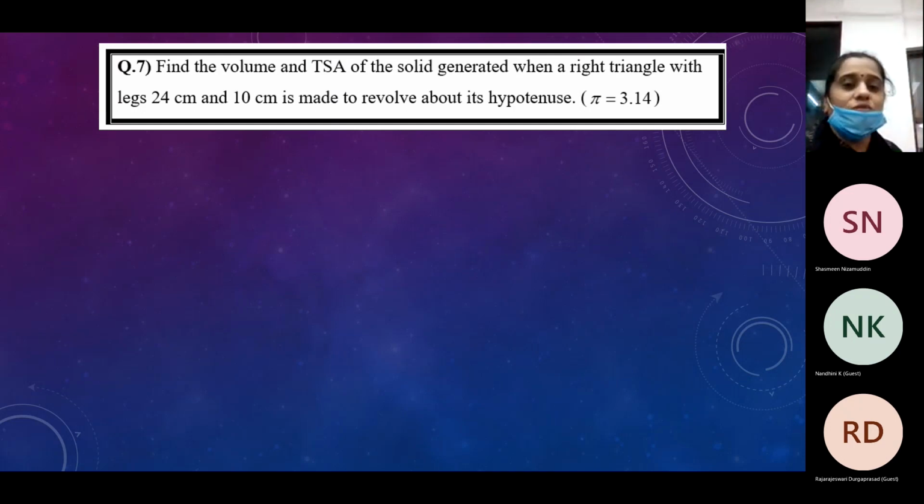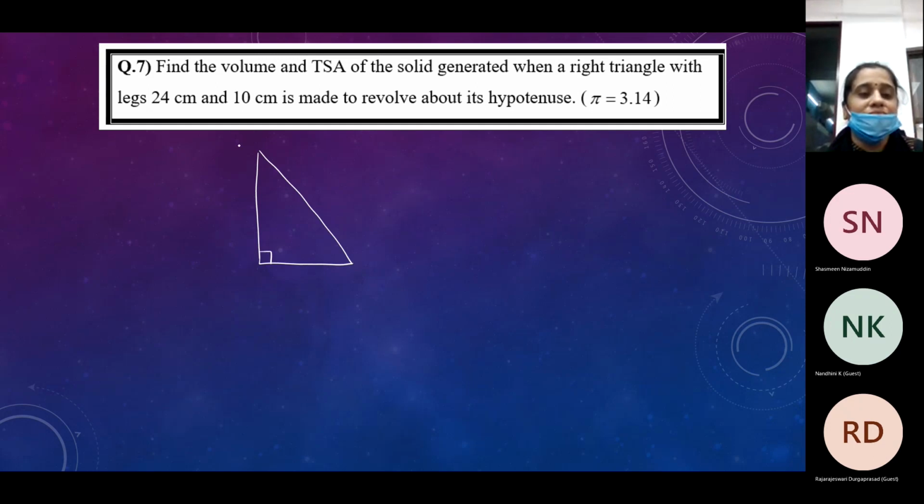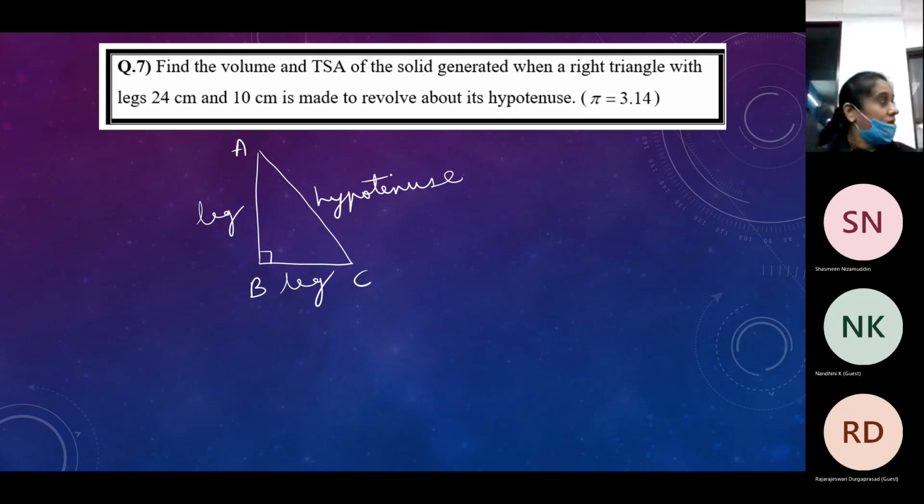Now find the volume and TSA of the solid generated when a right triangle with legs 24 centimeters and 10 centimeters is made to revolve about its hypotenuse. In standard 9, we have seen the solid generated when a right triangle is made to rotate about one of its two legs. This is a right triangle, let's call it ABC, right angle at B. These are the legs, and this is the hypotenuse. Correct?